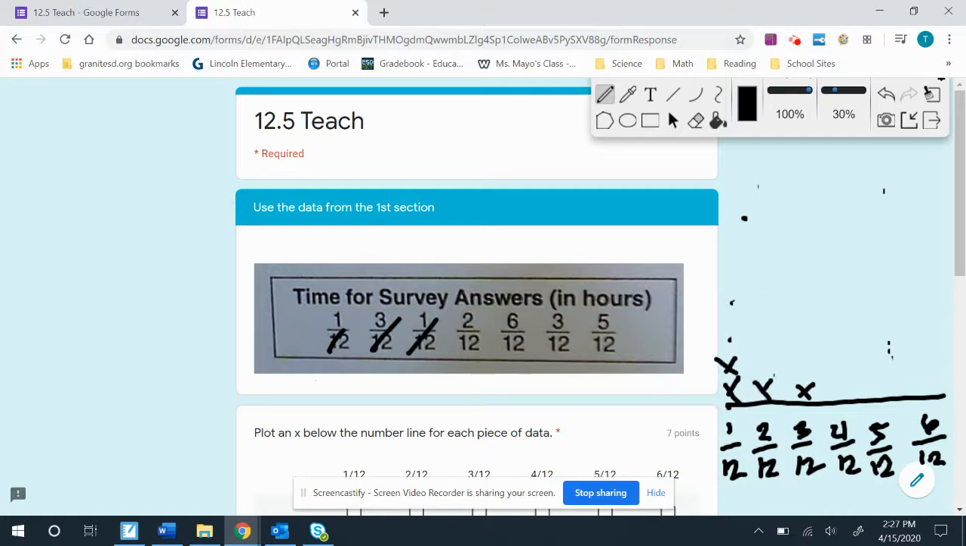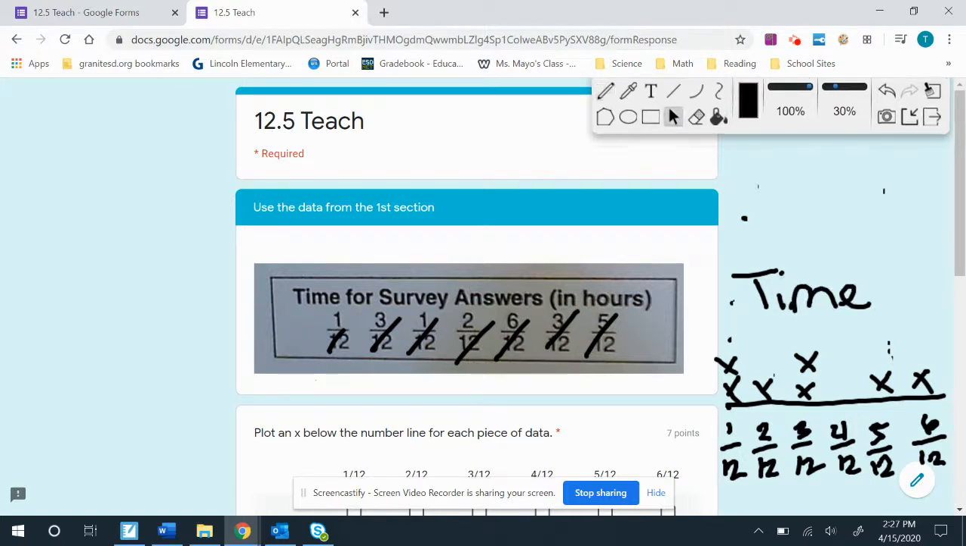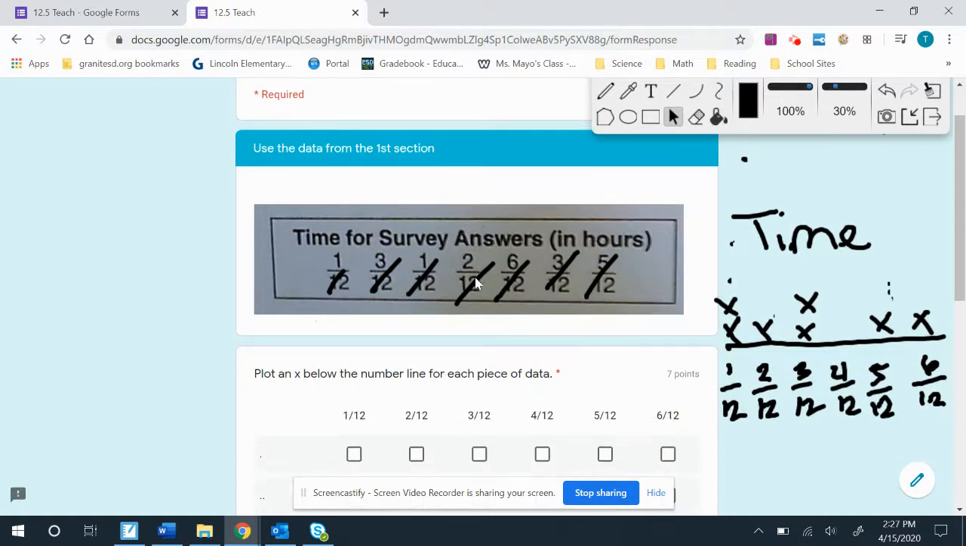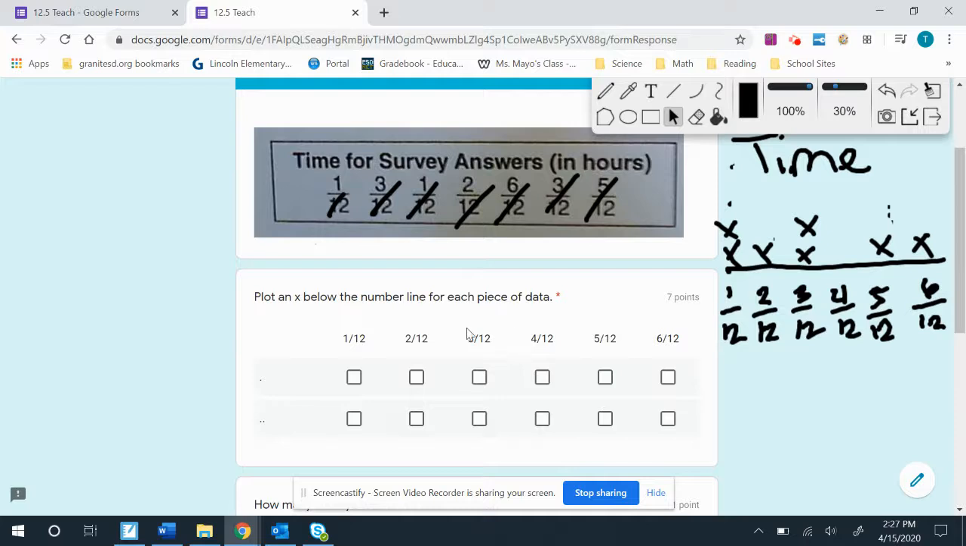Then I have my 2/12. I have 6/12. Make sure to do every single fraction. And there I go. There is my line plot. This is what yours should look like on your paper. And then I have my title of time. Now I am going to show you how to put that in onto the Google form so that you can get those points for doing it correctly.